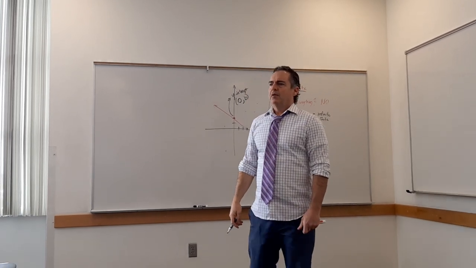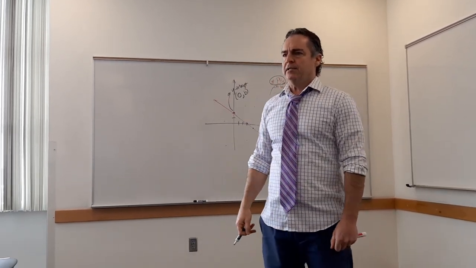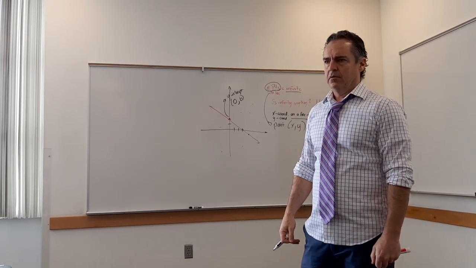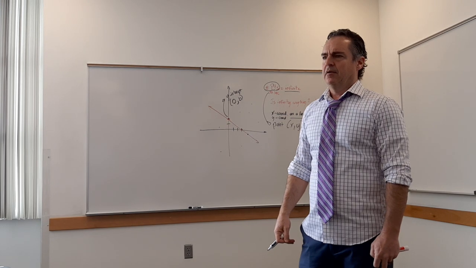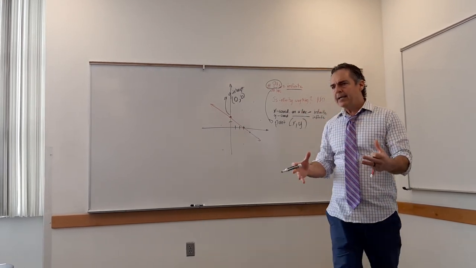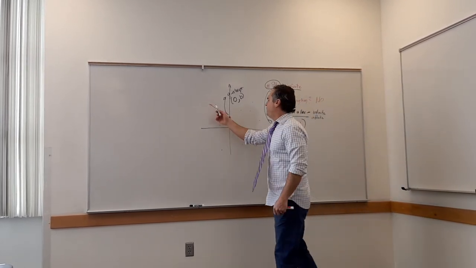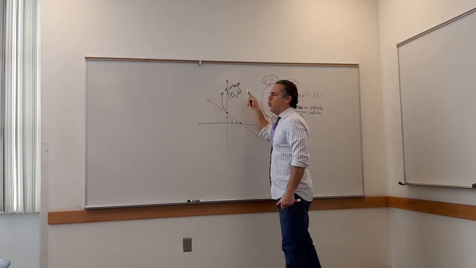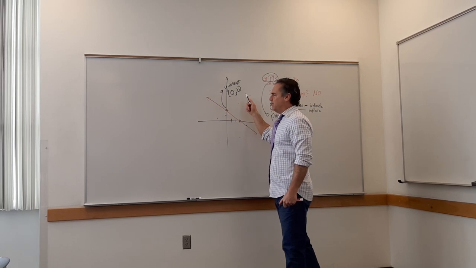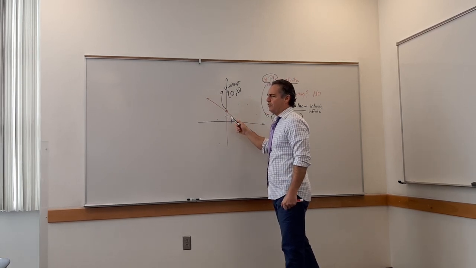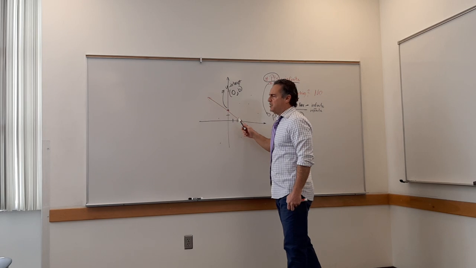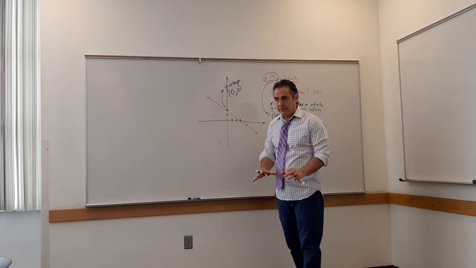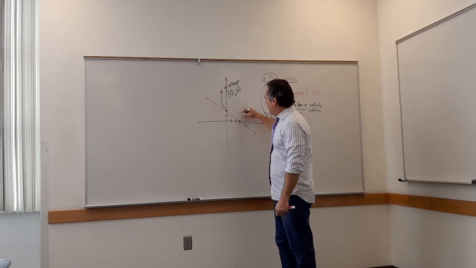Is b a y-coordinate? Absolutely. But because every line has infinite points and infinite y coordinates, we want to designate that one y coordinate that represents where we cross the y axis differently. We want to set it apart by calling it b, but it still is a y coordinate. Are we clear?